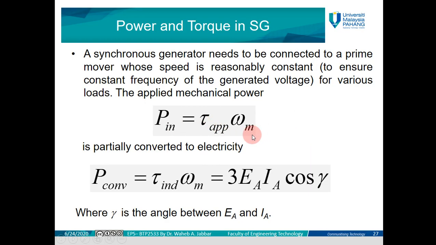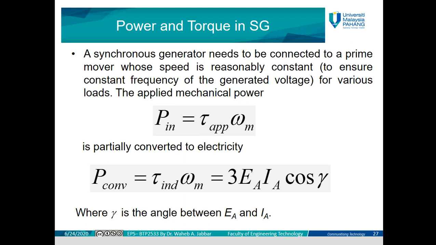This mechanical power, after the mechanical losses from the prime mover and the shaft of the synchronous machine are deducted from the input power, the rest of the power, we call it P converted, is converted from the mechanical energy on the rotor into electrical energy in the stator winding. So P converted is the power transferred from the rotor to the stator, and it equals tau induced, the induced torque, times the speed of the machine, omega m.